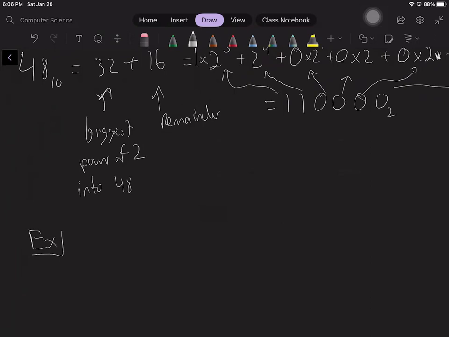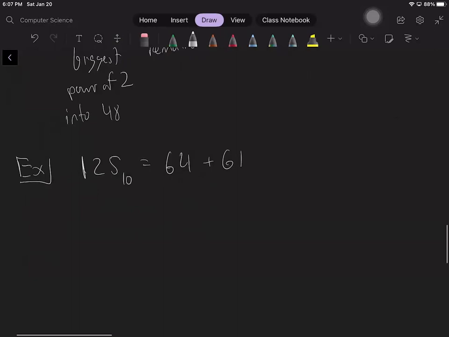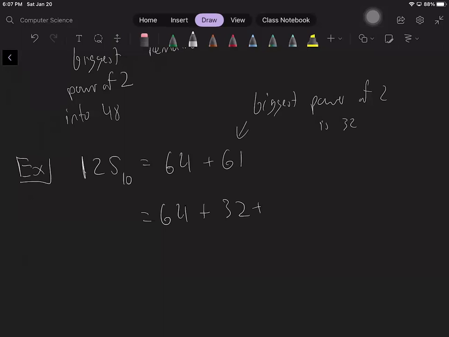So this takes a while if you can't figure out the biggest power of 2, or if it breaks down a bunch, it could be really annoying to do. For example, if I do 125 in base 10, 64 is the biggest power of 2 that goes into it. The remainder is 61. Then I have to do the same thing. The 64 stays there, but for the 61, the biggest power of 2 that goes into it is now 32, plus whatever's left, which is 29.